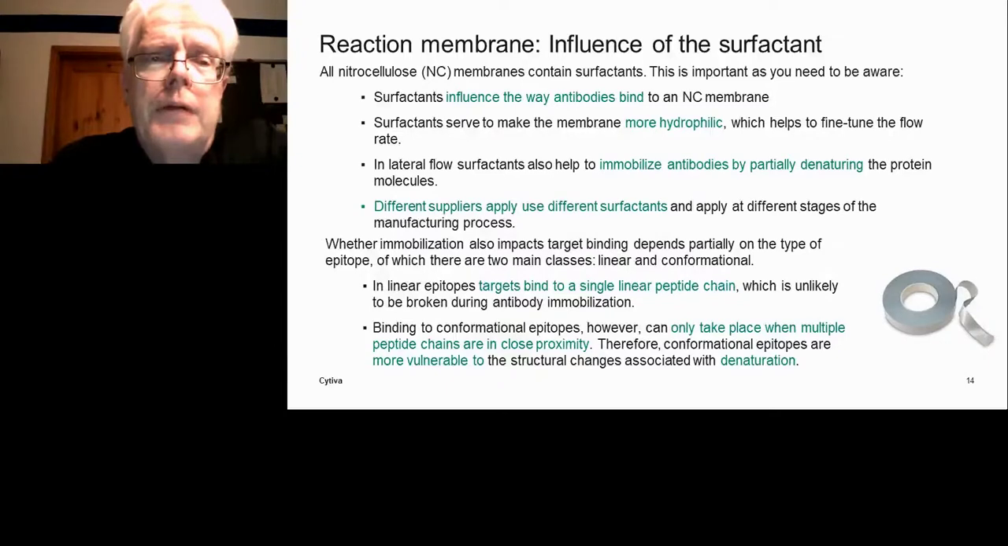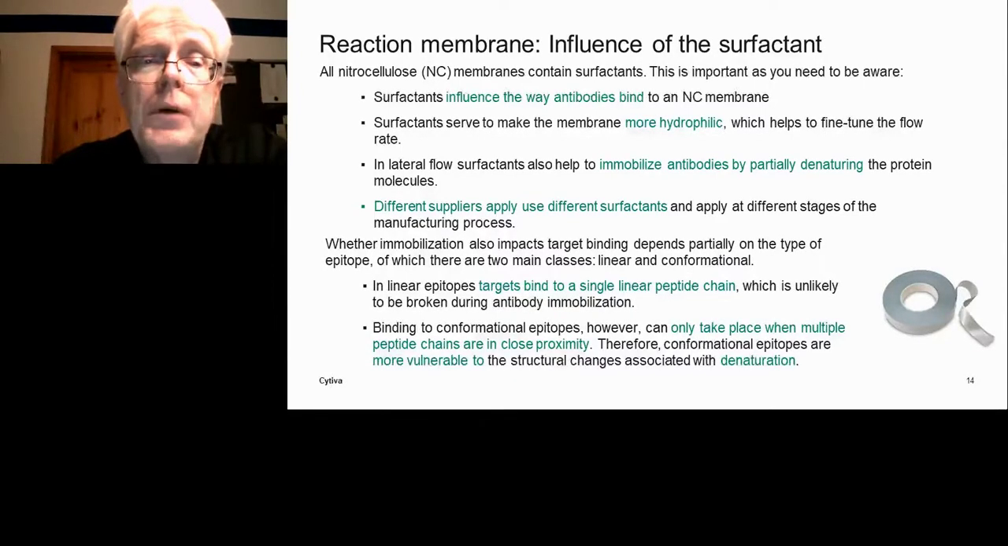Many people are not aware of the fact that the reaction membrane contains a surfactant. All nitrocellulose membranes contain surfactants. The surfactants are needed because nitrocellulose membranes are quite hydrophobic matrices, and only the surfactants make them really hydrophilic. So surfactants have been a part of nitrocellulose membranes since their very infancy. The oldest patent that I could find was from 1917, so it's more than 100 years old, and even that membrane already contained the surfactant.